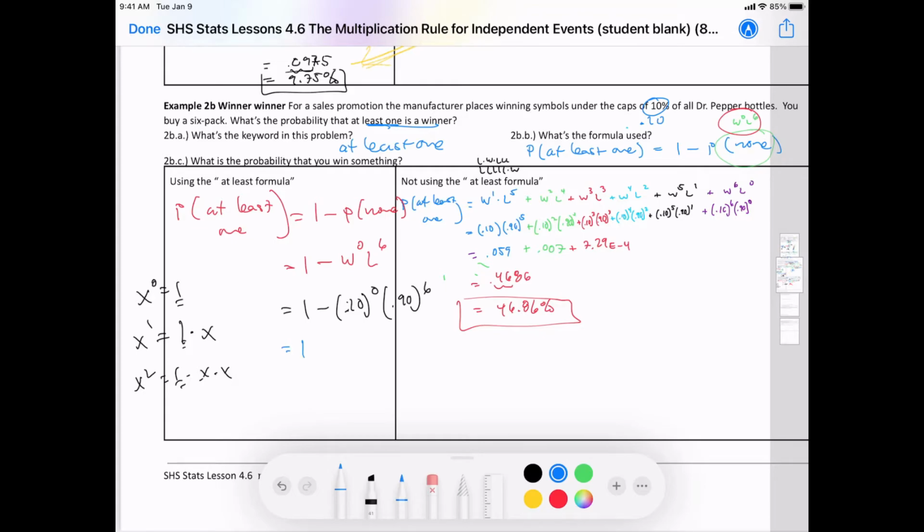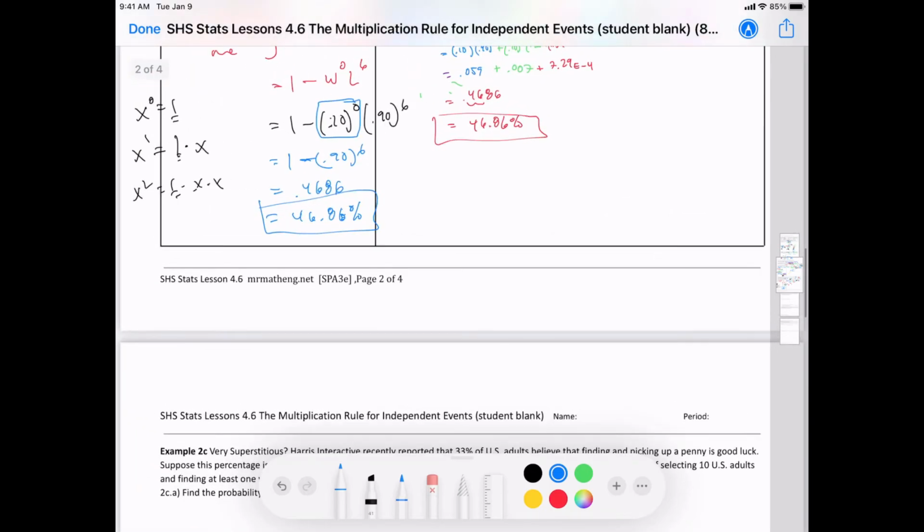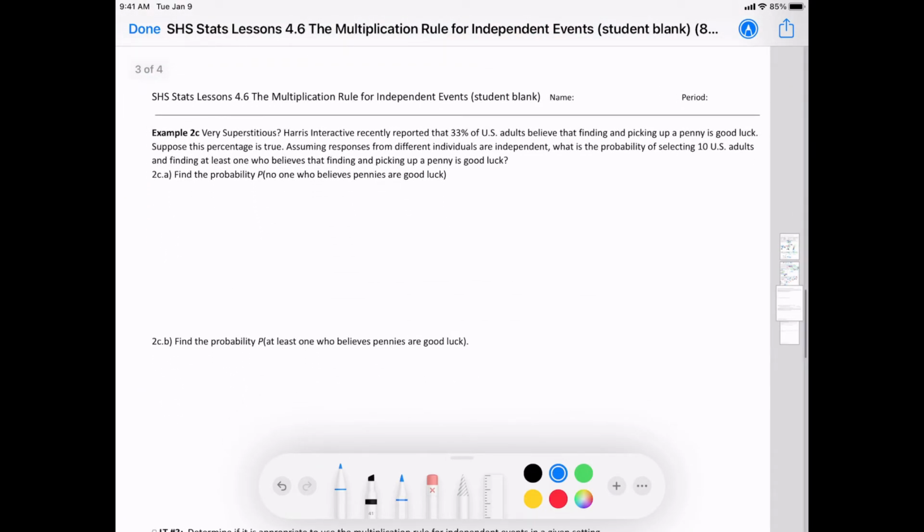So 1 minus 0.90 to the 6th power. Again, this is all 1. So 1 times anything is that number. So 0.90 to the 6th power. You will get 0.4686. Right? So you have a 46.86% chance of getting at least one winner in 6. Let's move on to, I have another example for you guys. Go ahead and try that one, and when you're ready, press play.